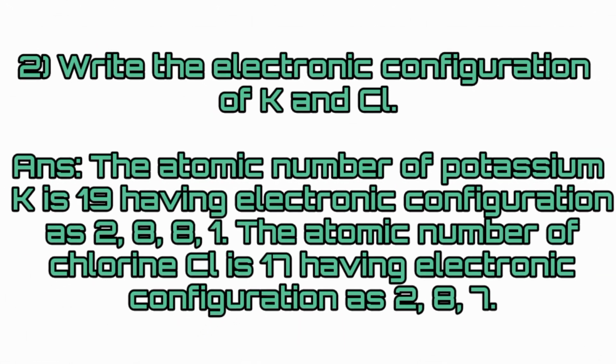Then second question. Write the electronic configuration of K and Cl. K is potassium, Cl is chlorine. Answer. The atomic number of potassium K is 19, having electronic configuration 2,8,8,1. The atomic number of chlorine Cl is 17, having electronic configuration 2,8,7.